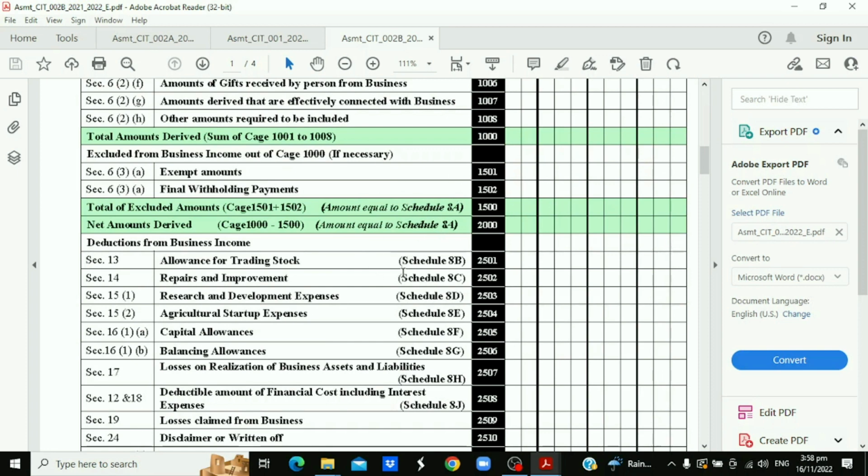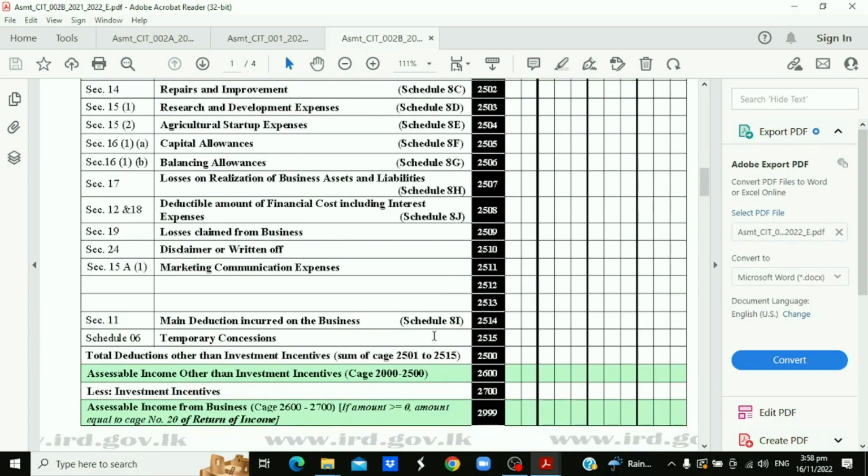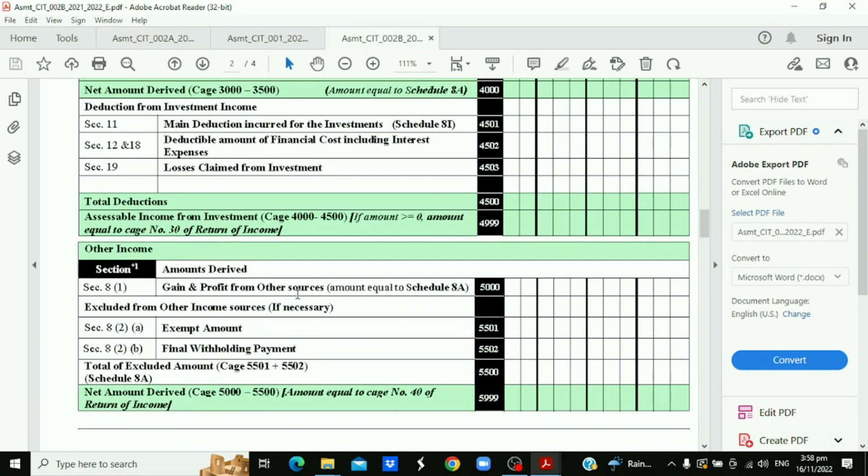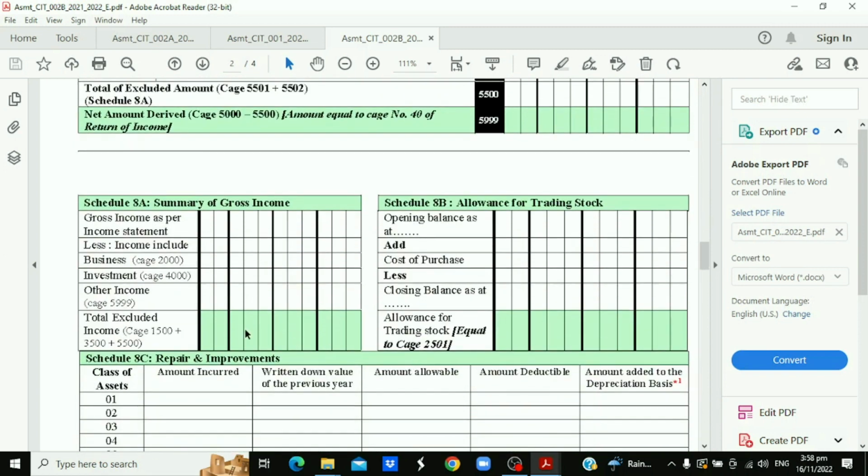Subschedule by subschedule, we discuss and try to understand this. Schedule 8A is related to the income side, just having reconciliations with the accounts. Then the gross amount as per the income statement, then business, investment and other income we have already recognized. If there's any additional thing, most probably it would be the excluded amount. Likewise, a small reconciliation has been introduced for this schedule 8A.